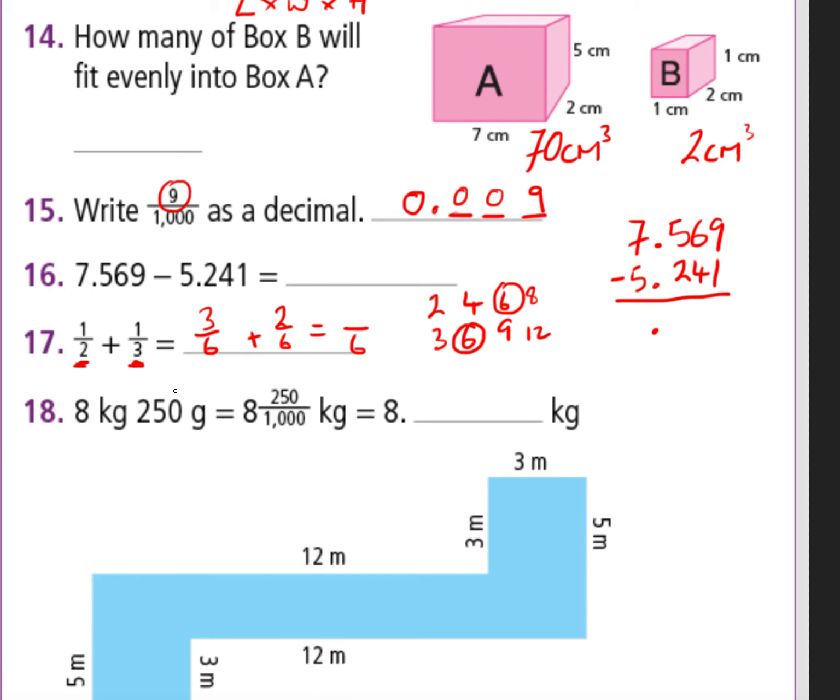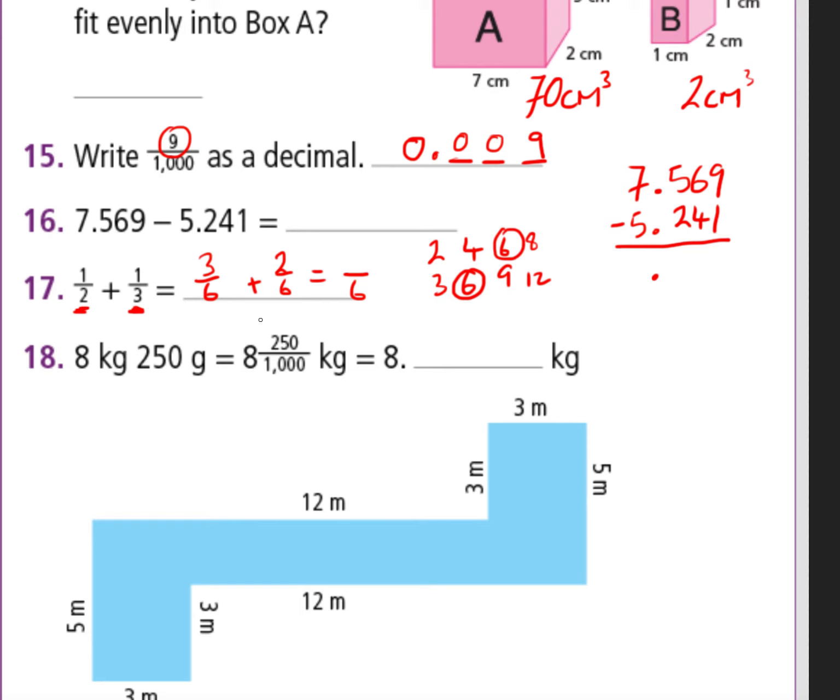Number 18, we've got 8 kilograms 250 grams is equal to 8 and 250 over 1,000 kilograms. Now, the 8 is shown here. We just have to show the 250 over 1,000 as a decimal. And we did this a couple of minutes ago. So to show thousandths, we need 1, 2, 3 places. And the number on top here, well, there's only one way it'll fit in there. It's going to be 250. So 8.250. That's actually a quarter of a kilogram. 250 over 1,000 is the same as a quarter.